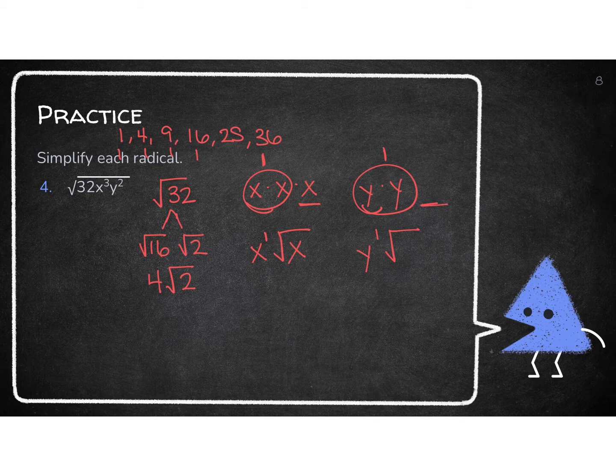So everything that's out front here. If I look at what's out front, I have a 4 out front. I have the x to the 1 out front, and I have the y to the 1 out front. All of those things are going to be out front. So I'm going to have 4, x, y, and x to the 1 and y to the 1 is the same thing as saying x, y. And then I have to put everything that's underneath. So I have a 2 underneath, and I have an x underneath, and then I have nothing underneath, right? So when I do this, I'm going to have square root of 2x underneath.